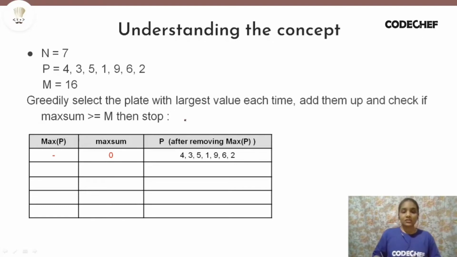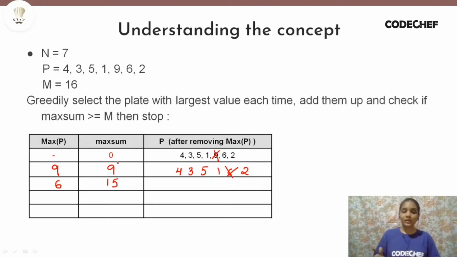Now initially from all these plates, the plate with the maximum number of meatballs is 9. So we will select 9 meatballs. 9 plus 0 is 9. So max sum has become 9. Now what are we left with? Now we are left with 4, 3, 5, 1, 6 and 2. Now out of this, which one is the maximum? The plate with 6 meatballs is the maximum. So we have selected 6. So 9 plus 6 is 15. Now 15 is still less than 16, that is m, the minimum number of meatballs that need to be eaten.